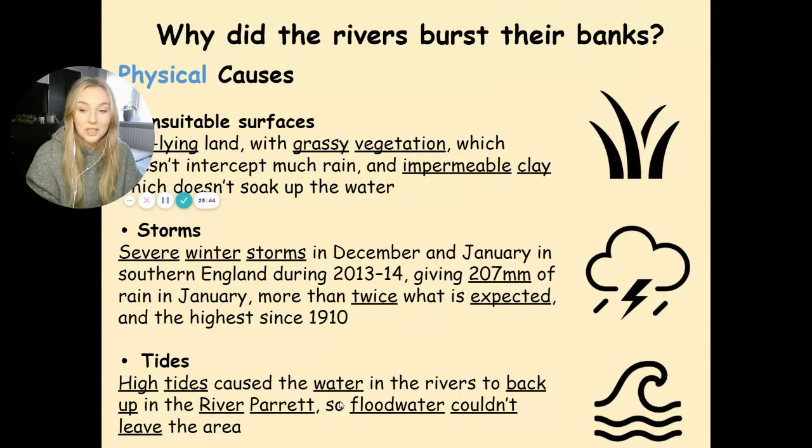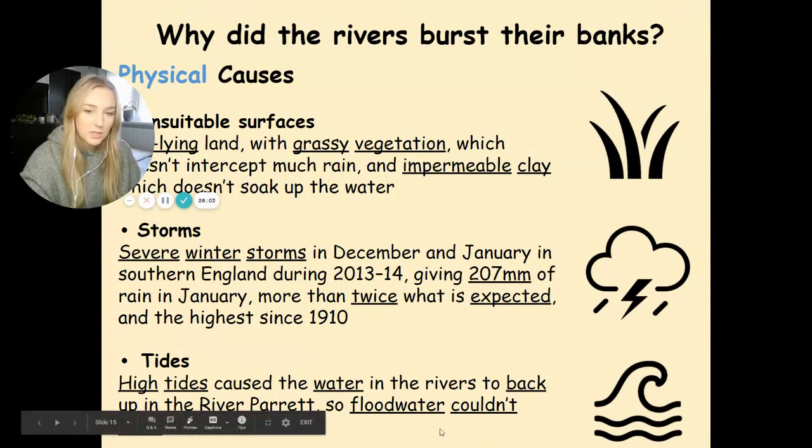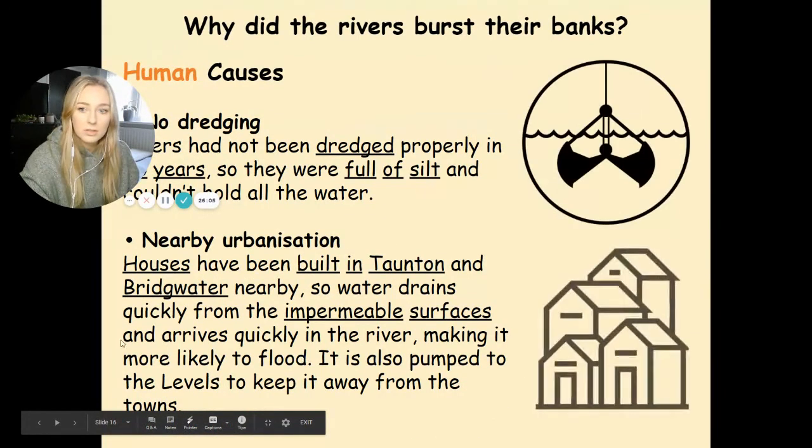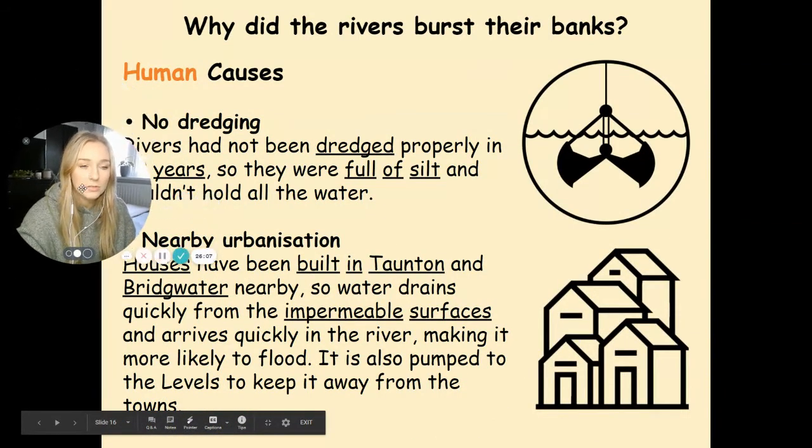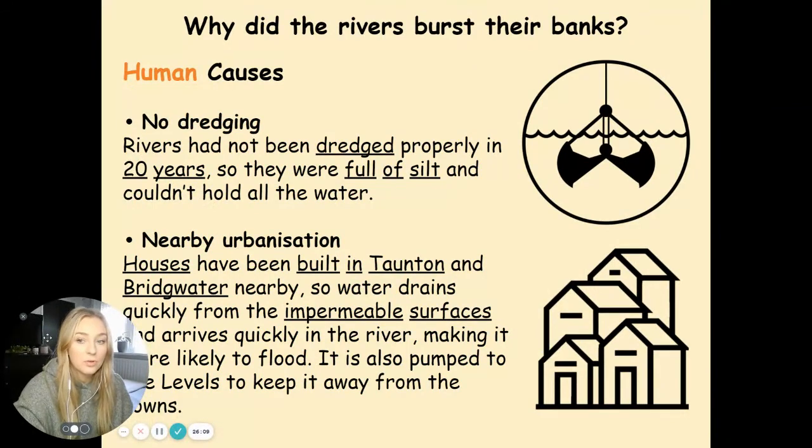So you're actually mentioning the name of the river involved, and that will score you points in the exam because you're being specific. It says then, so flood water physically can't leave the area if the sea is pushing the water all the way back up the river again. And then the same applies for the next slide, which is your human causes. So we've only got 2 human causes. First one is no dredging.